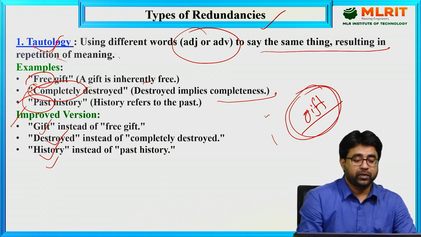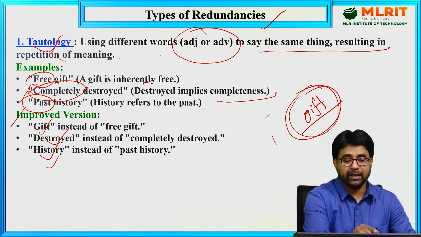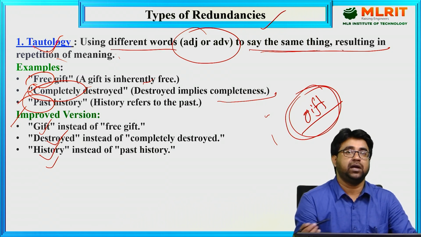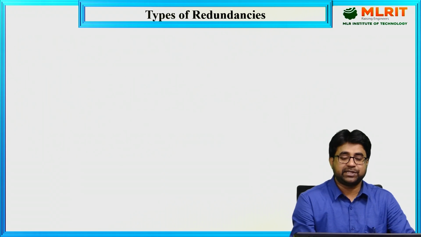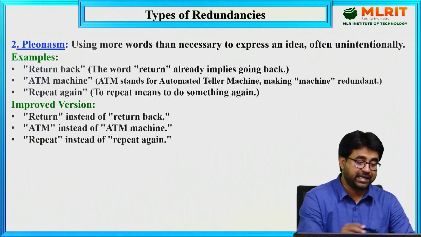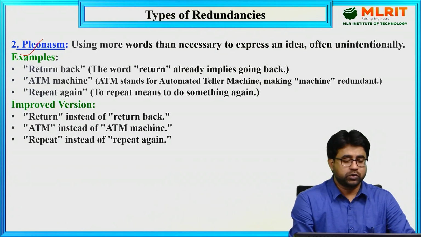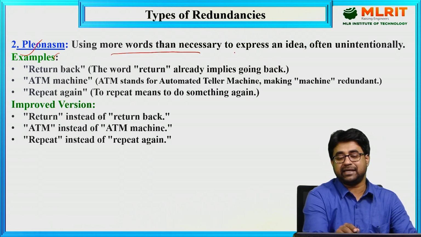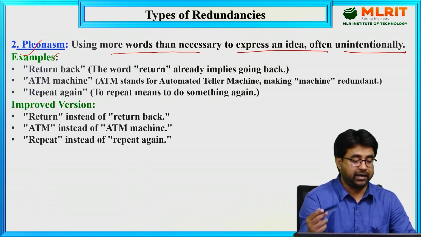This is called tautology. Tautology means, please remember, using different words to say the same thing, resulting in repetition in meaning. Fine. Now next, another type of redundancy. The second type is called pleonasm. What is pleonasm? Pleonasm is using more words than necessary to express an idea, often unintentionally.